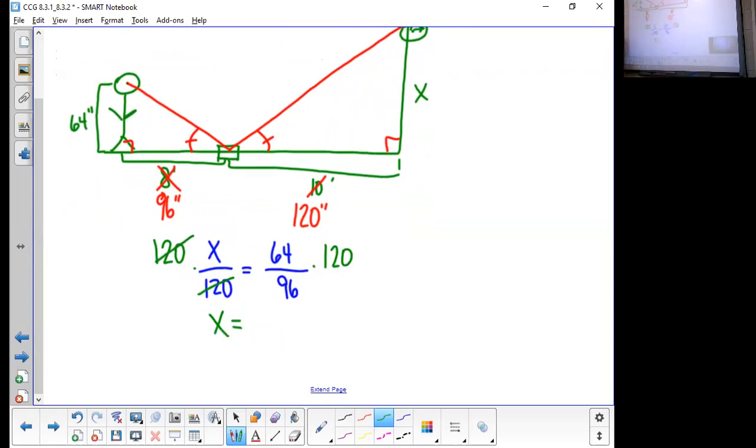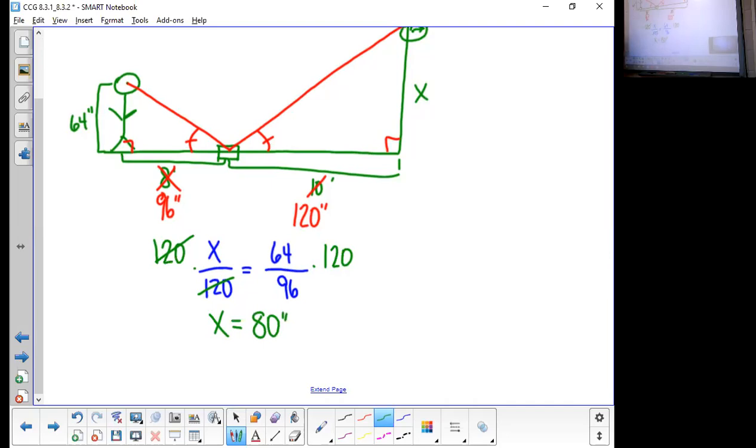Okay, I don't have a calculator on me. Can one of you help me out? I would like you to do 64 times 120 and then divide that by 96. Because remember, when we multiply a fraction by a whole number, we just multiply the numerator. So 80. Did you divide by 96? Yes. It's 80? Yeah. Okay. So that means it is 80 inches off the ground.